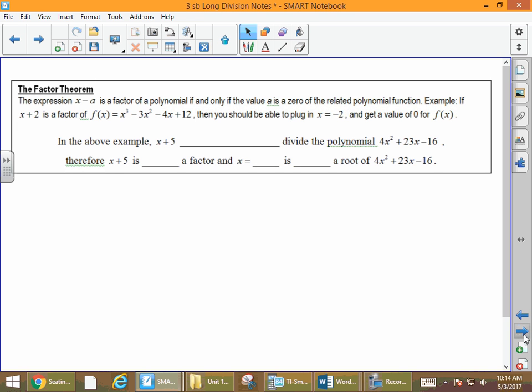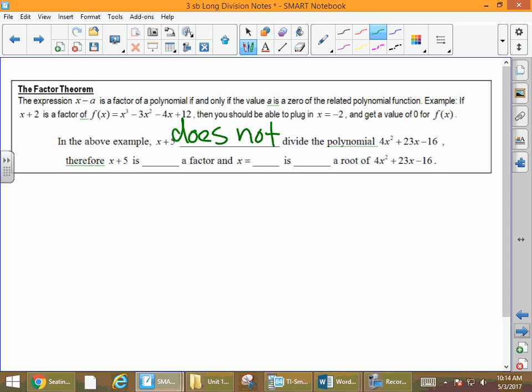So in the above example, x plus 5 does not divide the polynomial 4x squared plus 23x minus 16. Therefore, x plus 5 is not a factor, and x equals negative 5 is not a root.